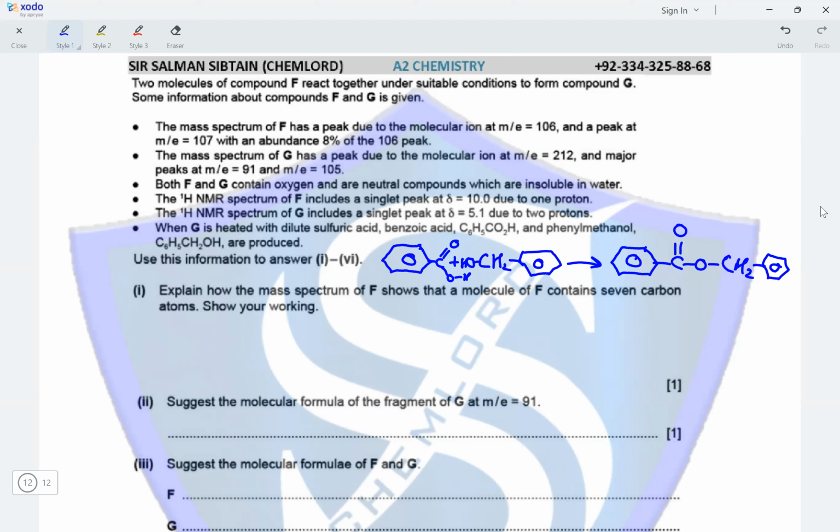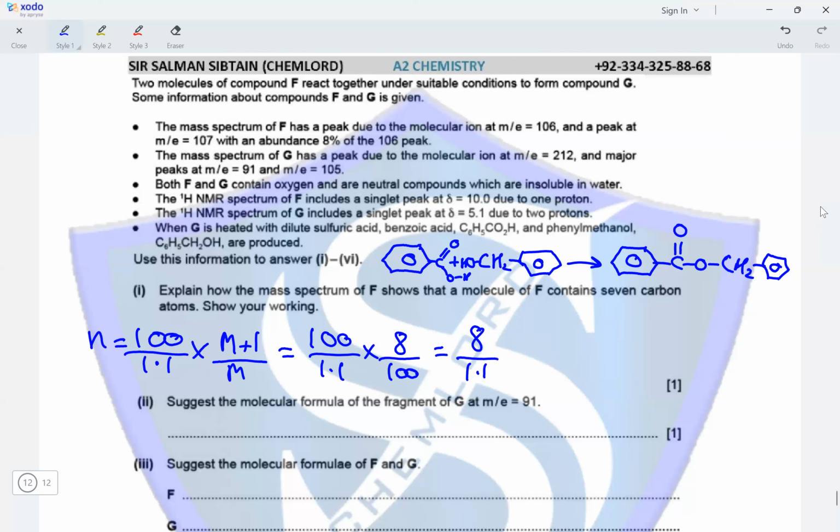Explain how the mass spectrum of F shows that a molecule of F contains 7 carbon atoms. Show your working. In order to show the working, we have the formula n equals 100 upon 1.1 into percentage of M plus 1 upon percentage of M. If it is a total of 8% of M plus 1, M would be 100%. So this would be 100 upon 1.1 into 8 upon 100. The 100 gets cancelled. This becomes 8 upon 1.1.